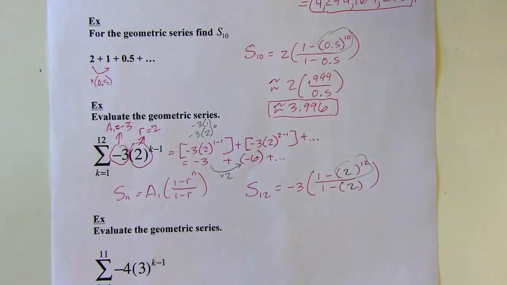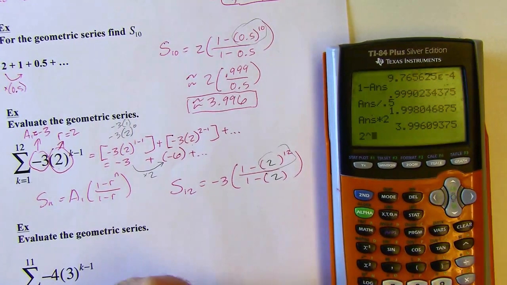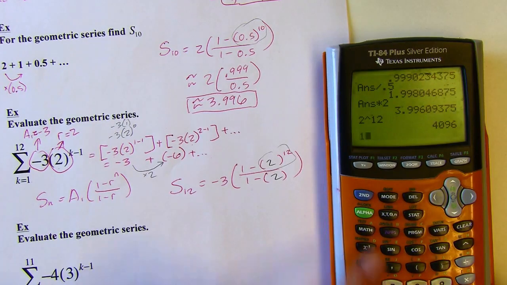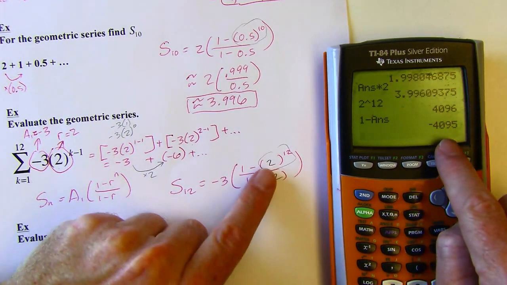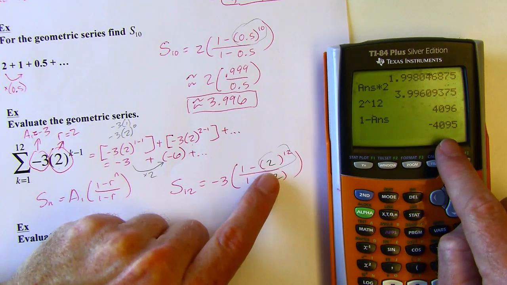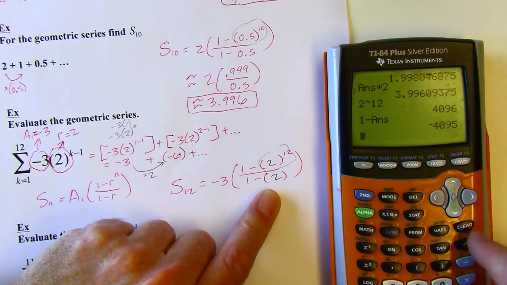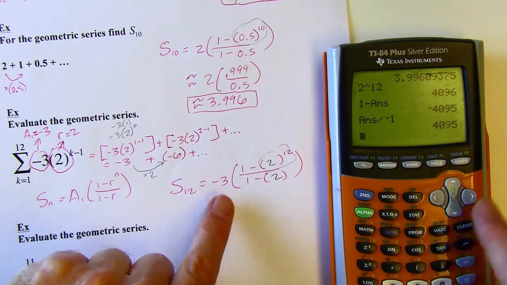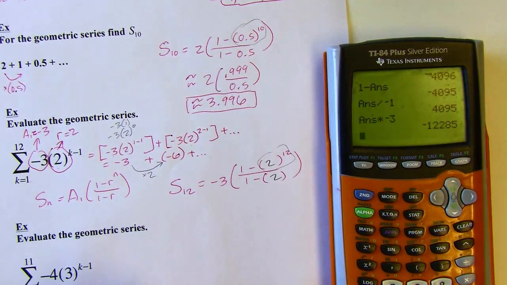So again, I'm starting there with 2 to the 12th. I'm going to do this whole one in my calculator. I'm doing 1 minus 2 to the 12th. So that gives me negative 4,095. That's the numerator, right? The denominator I can see is going to be negative 1, so I'll divide by negative 1. Okay, 4095, and the last thing is multiply by negative 3. And that's going to put me at negative 12,285.